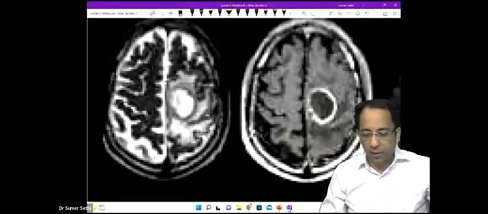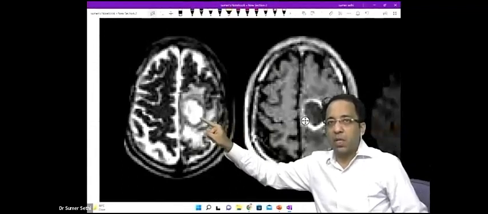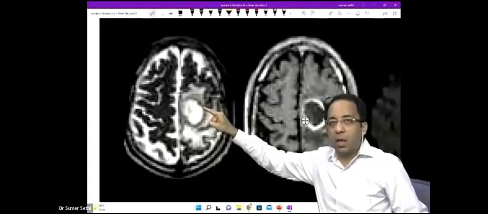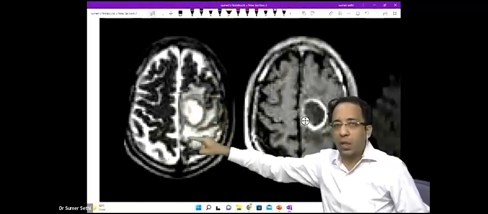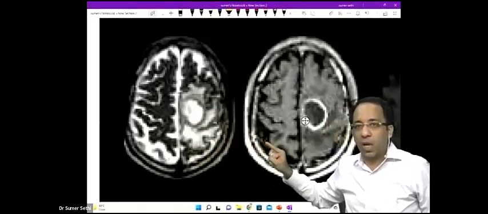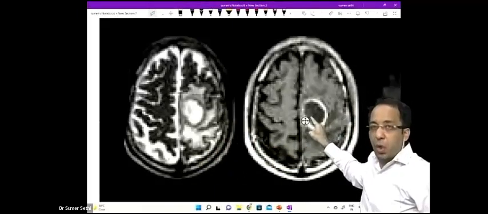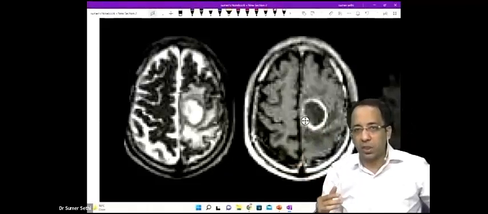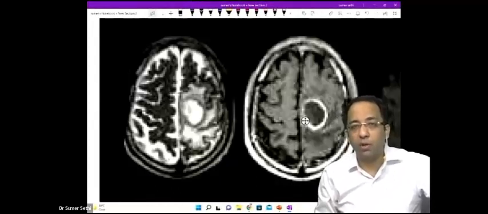Now, how would it look? I thought I'll show you an example. The first is a T2 weighted image where you can see a fluid filled area which has a capsule around, and then you have edema all around. When I give the contrast, I can see ring enhancement. The center is not taking up the dye because it is pus. But my question to all of you is, how will you confirm?